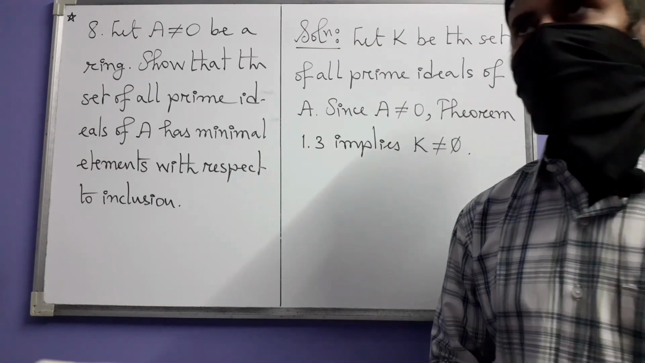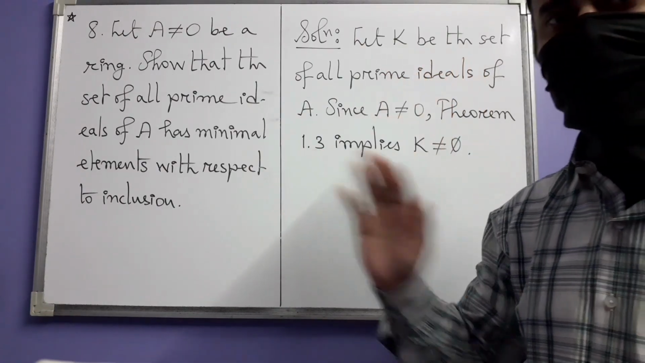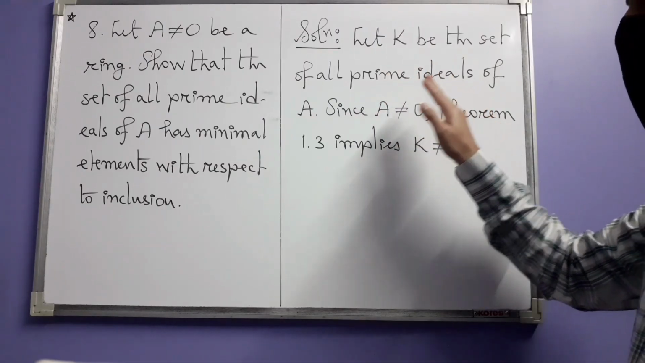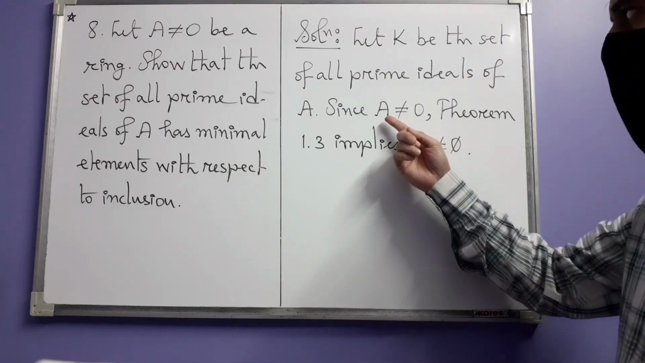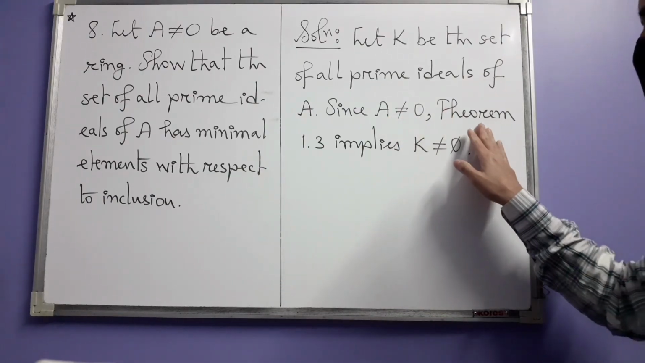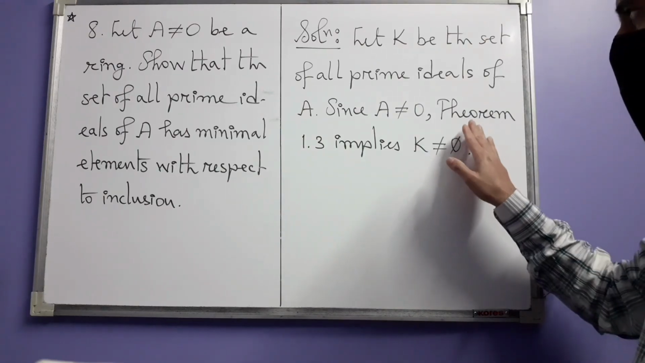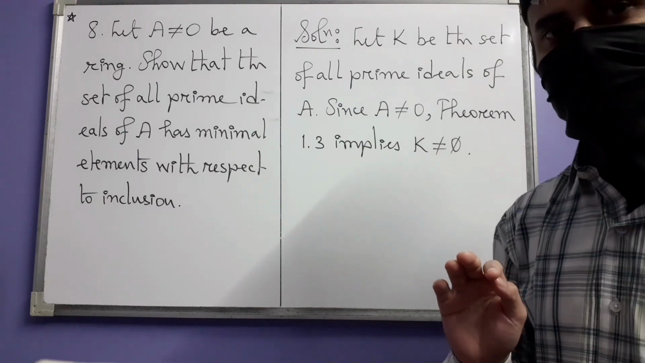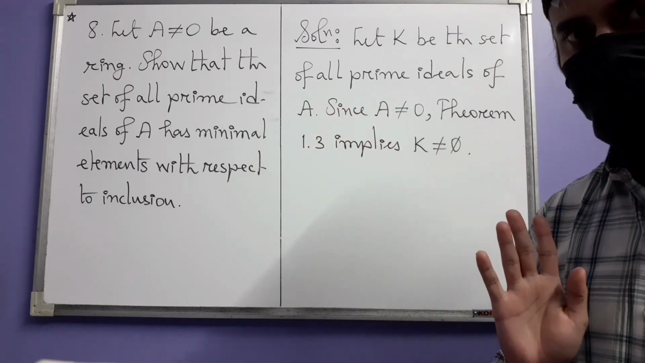So we start off the solution by giving a name to this collection of prime ideals. Let K be the set of all prime ideals of A. And note this fact that since A is non-zero, A is not the zero ring, you go to the statement of theorem 1.3, you would understand how. Theorem 1.3 implies that K is non-empty. This means that our ring has at least one prime ideal.